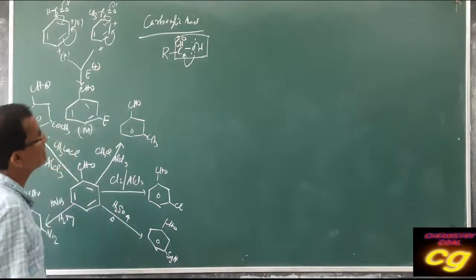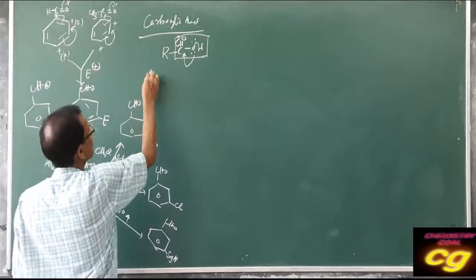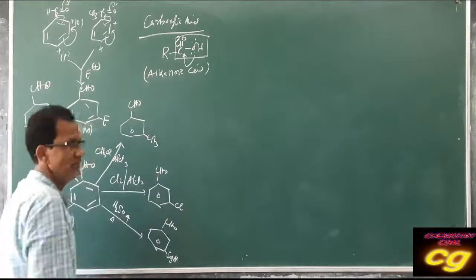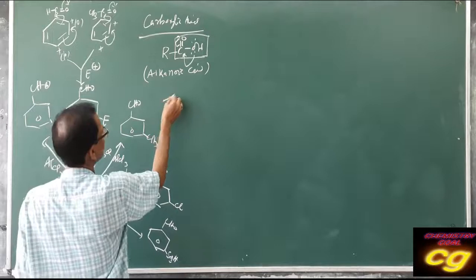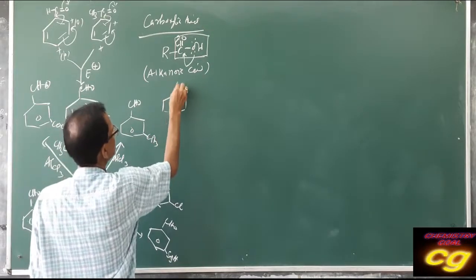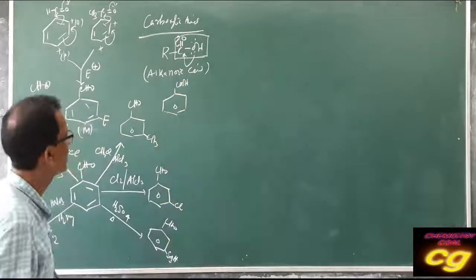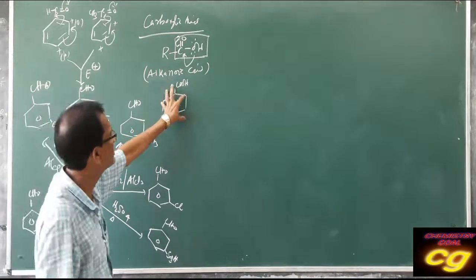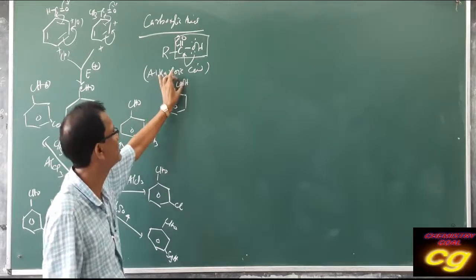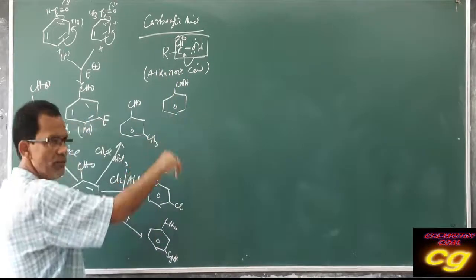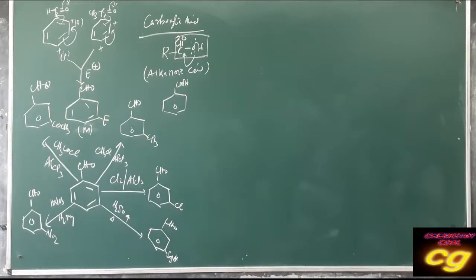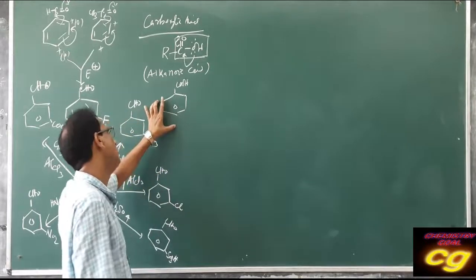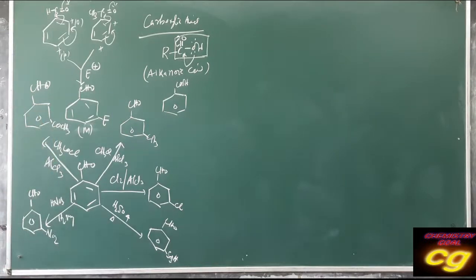But how can I prepare this carboxylic acid? Carboxylic acid is generally called alkanoic acid. In aromatic compounds, it is called benzoic acid. Benzoic acid is also called benzene carboxylic acid. You can say benzene carboxylic acid or benzoic acid. That is the IUPAC name and the common name. Benzoic acid is a common name, but generally we also use benzoic acid as the IUPAC name.